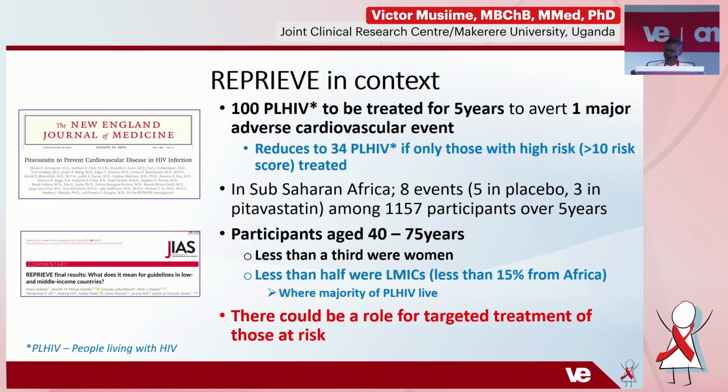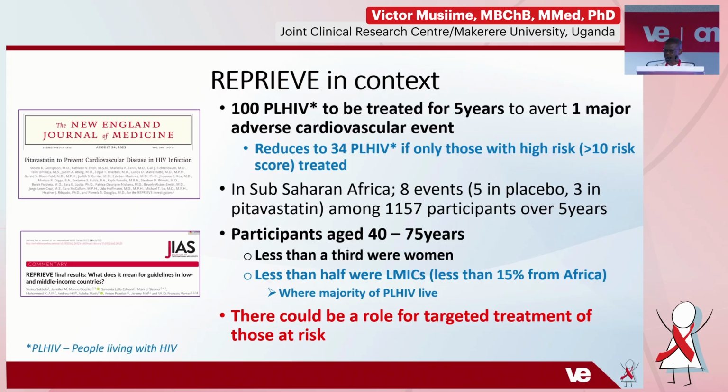And the Reprieve cohort, it was a large cohort, but in Sub-Saharan Africa, including in Botswana, where Mo comes from, all over the continent, there were 1,157 participants, which is great. But only 8 events were observed in that cohort. Among the 8, 5 were in placebo and 3 were in the statin group. So you can see these events in people who probably had a lot of other risk factors going on.